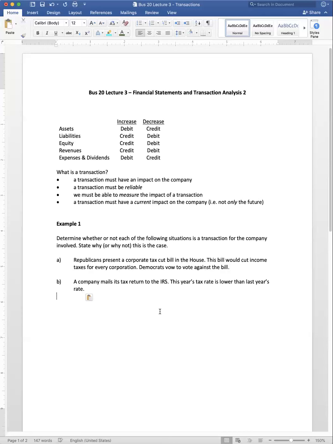We have amounts. Does it impact the company today? Does it have a current impact? Well, let's see. If we owe taxes, we're including a payment right now, right? So that's impacting the company today. And if we're getting a refund, then we can expect the refund at any time, and we're going to have some kind of receivable to record that. So yes, it is impacting the company right now. So B is a transaction. Okay? So the point is to illustrate the vast gulf between A, which is not a transaction, and B, which is.